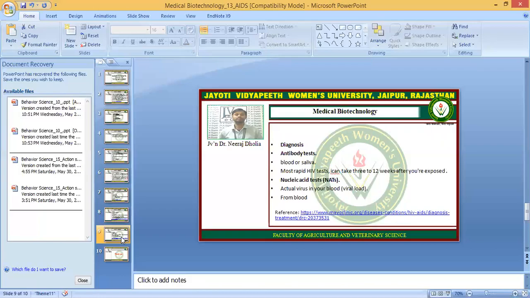The nucleic acid test is the viral load test. It means you can actually see the actual virus in your blood. No antigen, no antibody, no protein. In the nucleic acid test, you test for the actual viruses present in your blood. For this test, the sample is the blood. Blood is taken, and the nucleic acid test is performed.